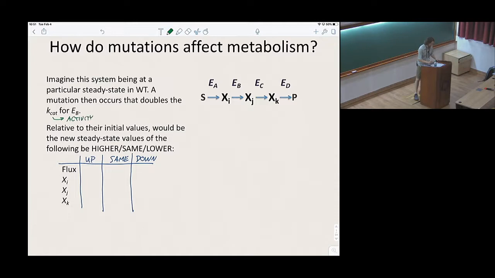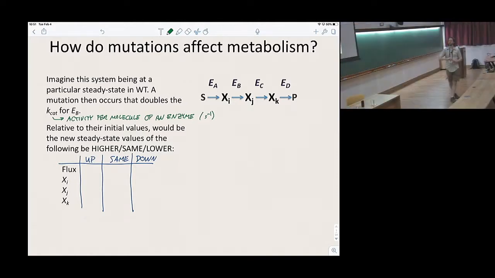This is the activity per molecule of an enzyme. And usually it's in something like per second. How many reactions per second? This can do 10 per second, or it can do 20. And actually, you could double the enzyme's expression level. And because I said before, they're multiplicative, it would actually have the exact same effect. But let's just think about it as that.